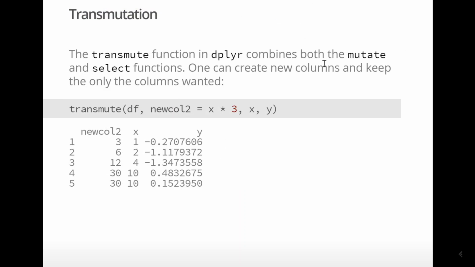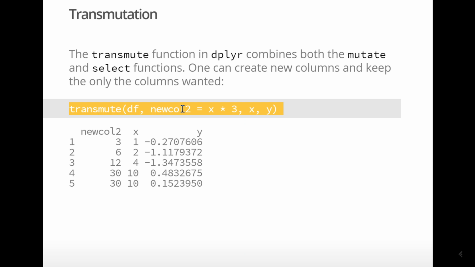Lastly, the transmute function in dplyr combines both mutate and select. So you can create new columns and keep only those columns that you want. So that's saying transmute. Let's take this data frame. The new column 2 is a function of x times 3. And once I apply this, I'm going to also retain columns x and y. That's like, instead of saying mutate, pipe, select on the data frame, this is just a one-shot way of creating a new column and only returning the columns that you want.